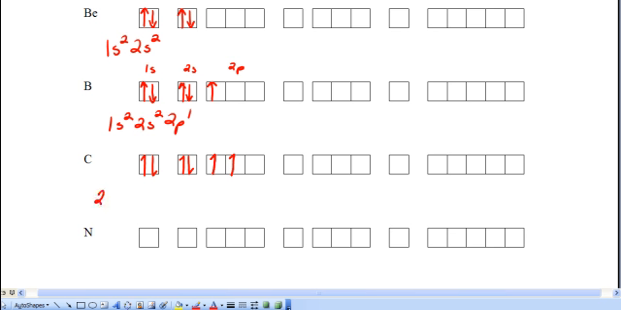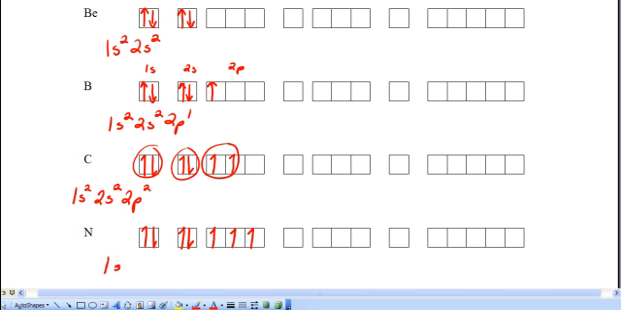So now you have a 1s2, 2s2, 2p2 electron configuration for carbon. You have 2 electrons in the 1s, 2 electrons in the 2s, and you have 2 electrons in the 2p's. When you get to nitrogen, nitrogen has 7 electrons. So you have 1, 2, 3, 4, 5, 6, 7 electrons arranged that way, and the electron configuration is going to be 1s2, 2s2, 2p3.